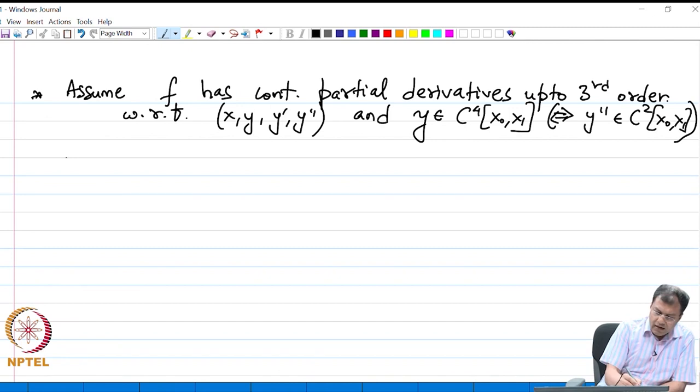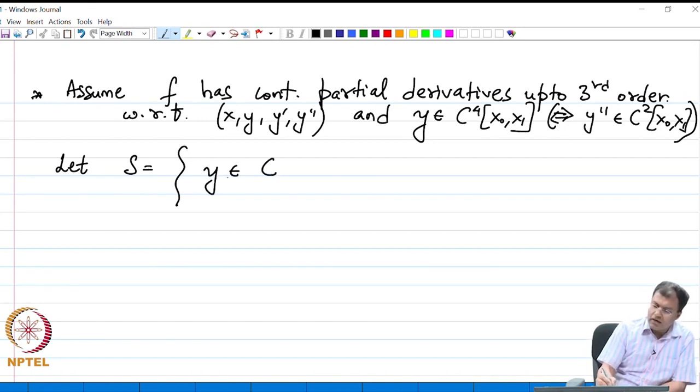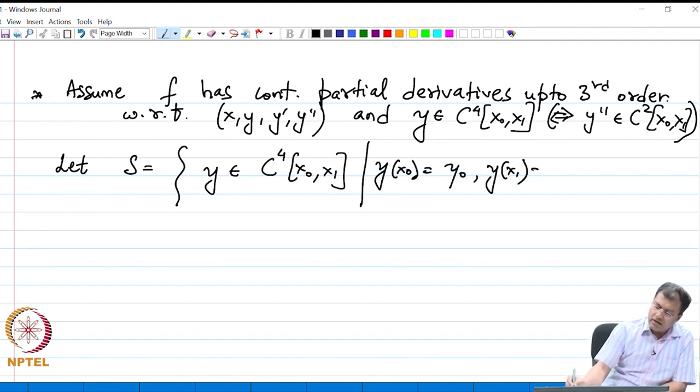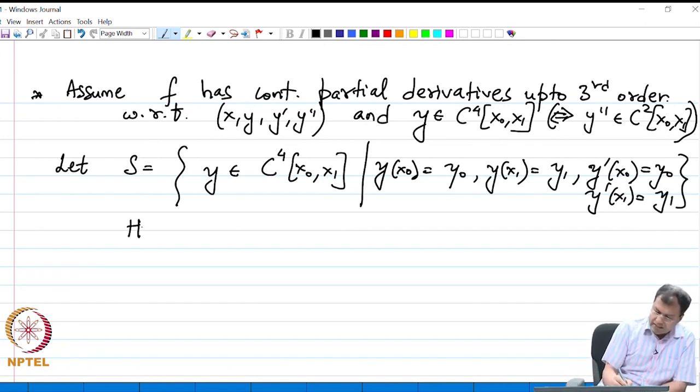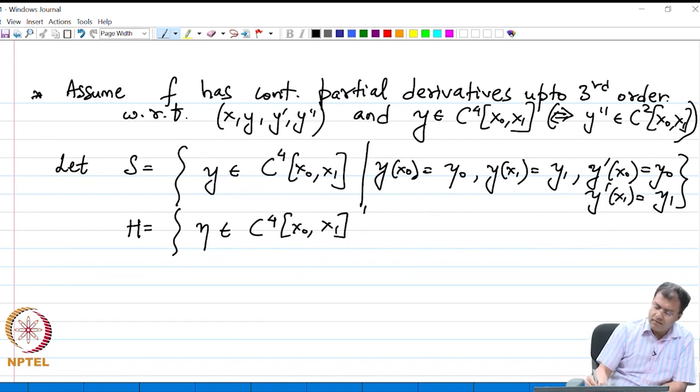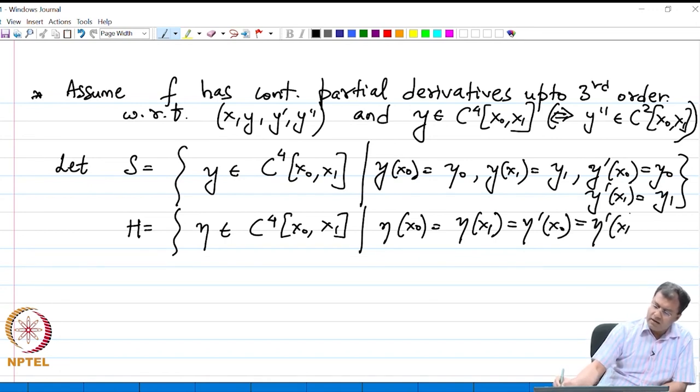So then we have to rewrite our function space. Now my S becomes the following set of functions. It contains all y in C4 of x0, x1, such that y of x0 is y0, y of x1 is y1, y prime of x0 is y prime 0, y prime of x1 is y prime 1. And our perturbation set H is all eta also in C4 of x0, x1, such that eta of x0, eta of x1, eta prime of x0, and eta prime of x1 are all equal to 0.